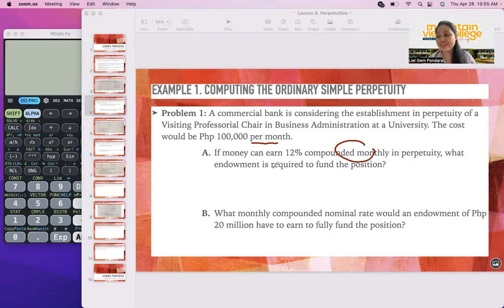They are the same, so we call it an ordinary simple perpetuity. Let's identify the given. R, this is the one given per month, is 100,000. That's the regular payment. Then our J is 12% compounded monthly. Therefore, our M is 12. Let's solve for our I. Our I is J over M. That's 0.12 divided by 12. So our I is 0.01.